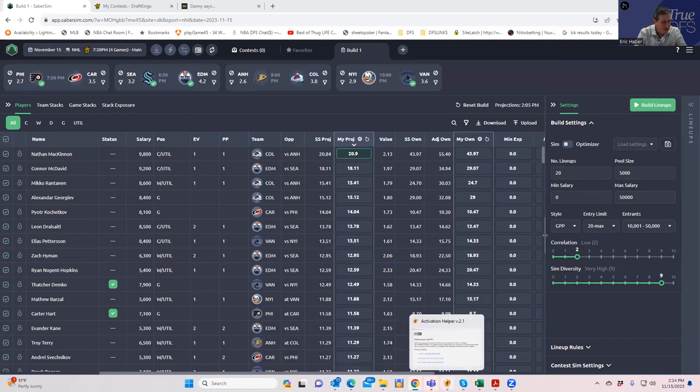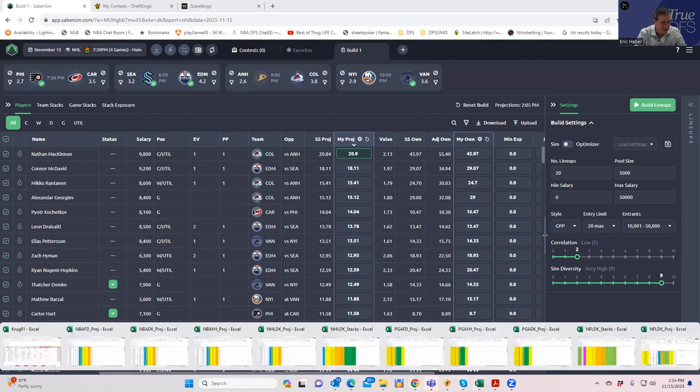So let's take a look. Let's take a look at the sheets and see who looks good here. Then we'll take a look at the stacks and then we'll build a lineup.